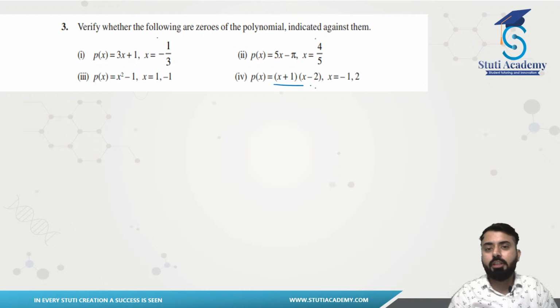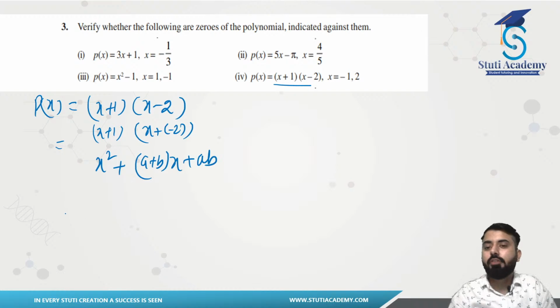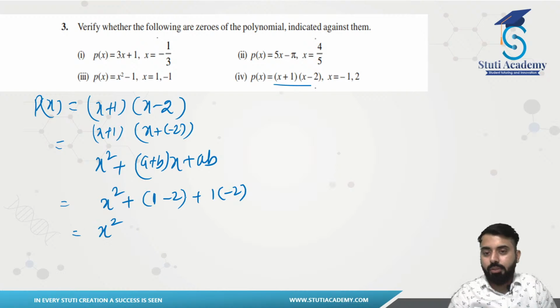Like, let's say if I consider this one, we have this p of x, which is x plus 1 and x minus 2. Just solve this one first. So you guys see this is the x plus a, x plus b type, which can be written as x square plus (a plus b)x plus ab, right? So it will be x square plus, a is 1, b is minus 2, so (a plus b) is minus 1, plus 1 into minus 2. So this will be x square minus x minus 2.